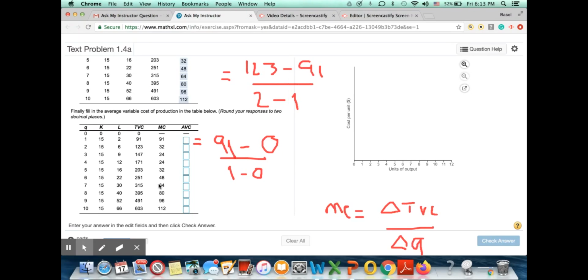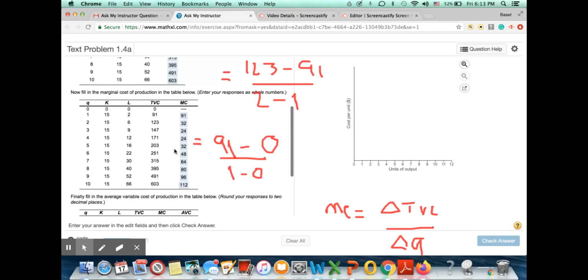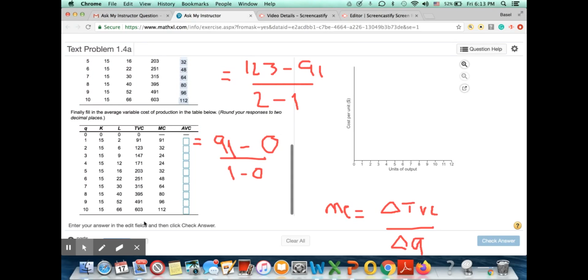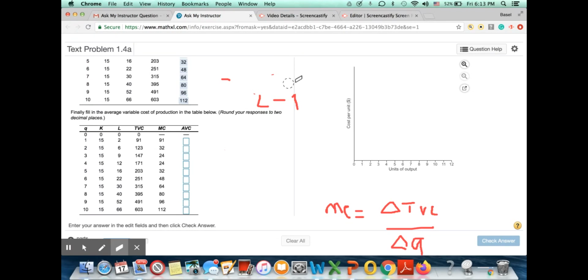All right, now the next part is to calculate average variable cost. To calculate the average variable cost, what you need is your total variable cost and the amount of output. So you just divide total variable cost by the amount of output. And we will do it right here in a second.